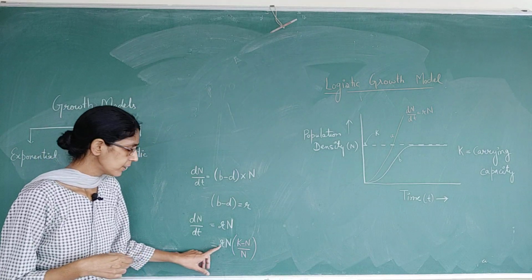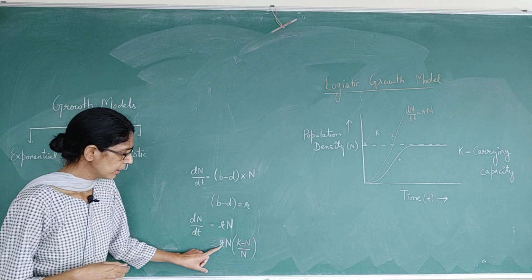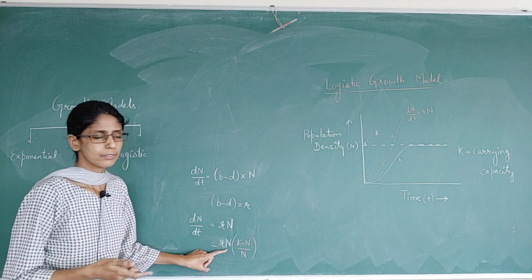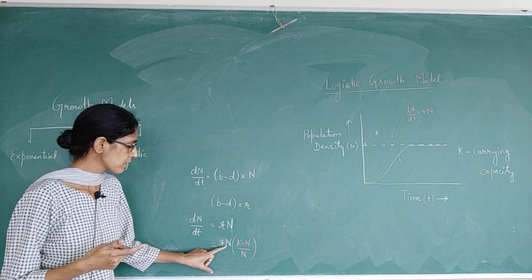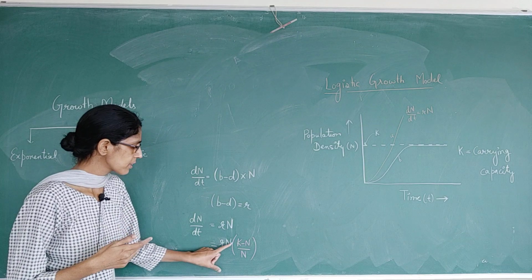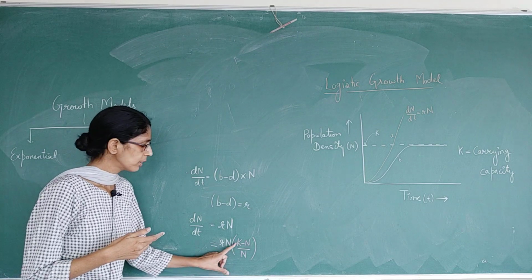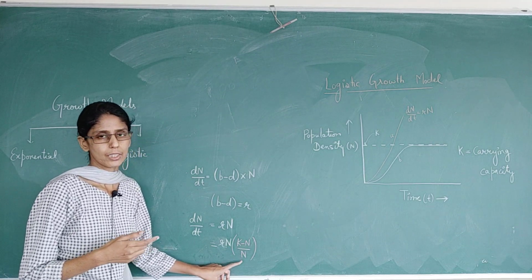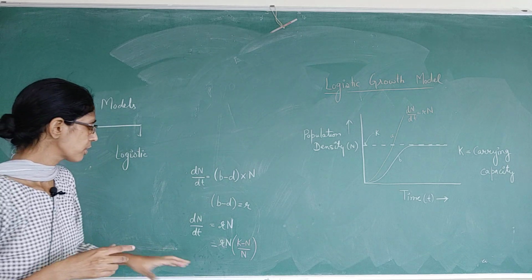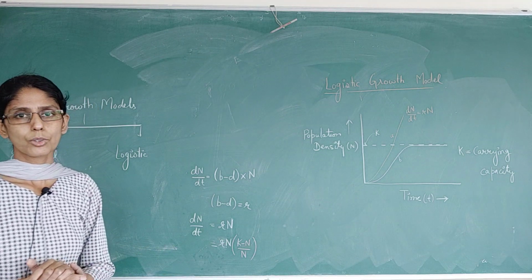So how will we write it? dN/dt = rN, where r is the intrinsic rate of natural increase and N is the population density, then we will include (K - N)/K. This is the limiting factor. So this is the equation for the logistic growth model.